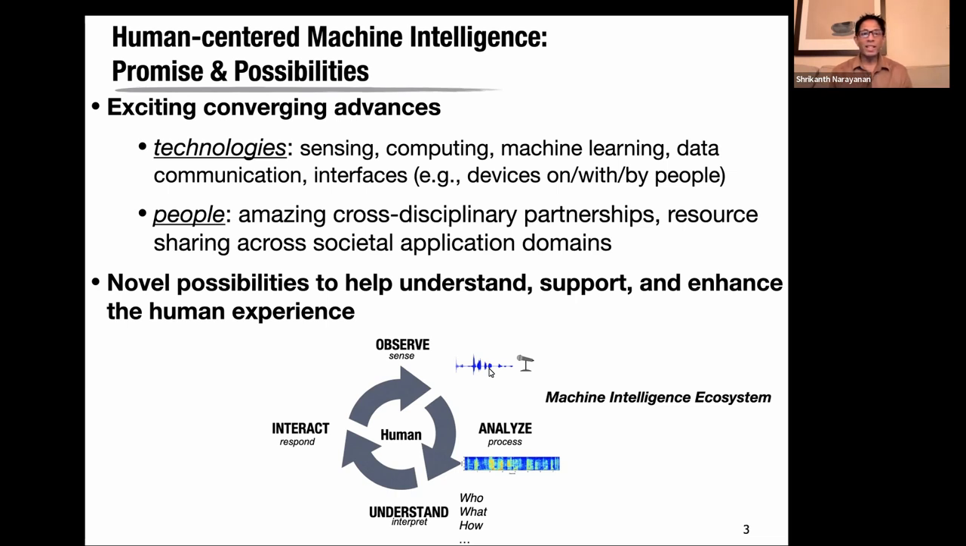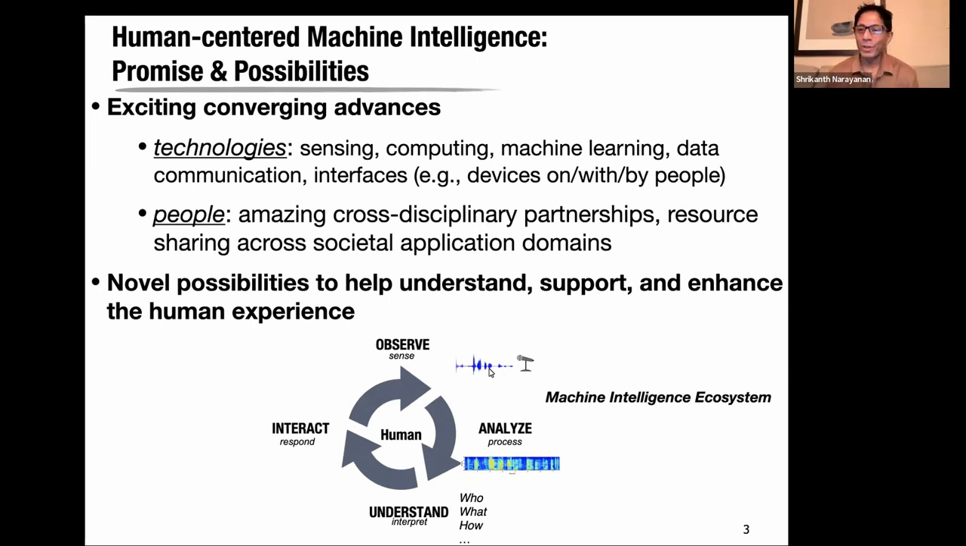So there's this convergence happening in how we can sense people in their world, in computing, both on devices, on the cloud, and on the edge. Machine learning advances are happening in the algorithms, the optimization techniques, and new ways of mapping data to constructs that help us either understand, synthesize, or manipulate information. And of course, data communication and interfaces or devices on people. So there's this convergence of technologies happening on the one hand.